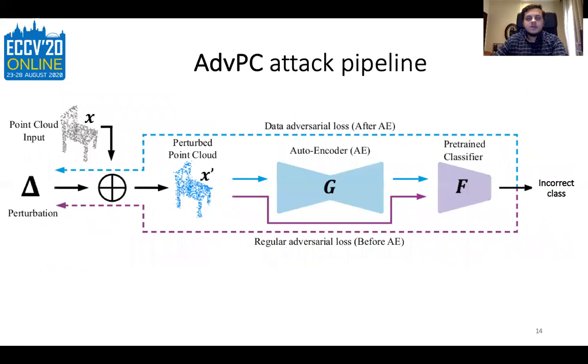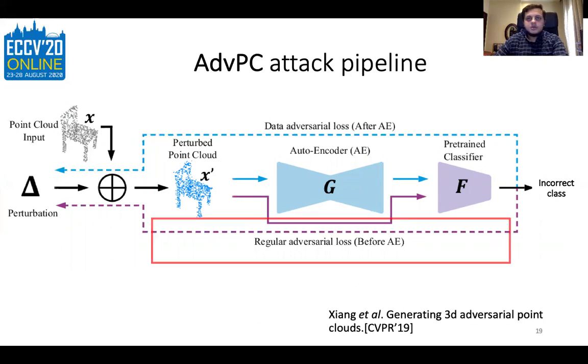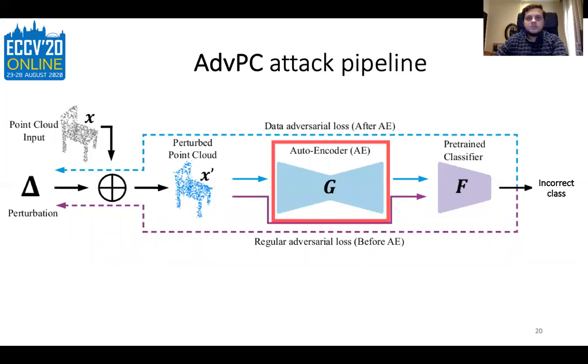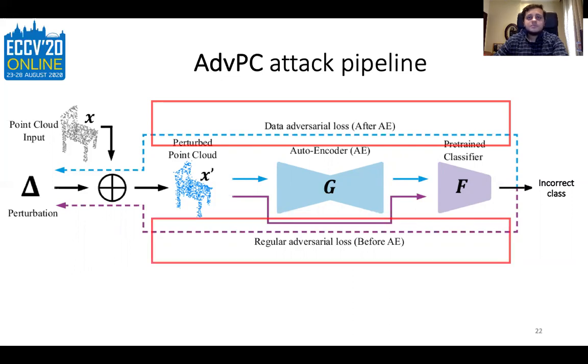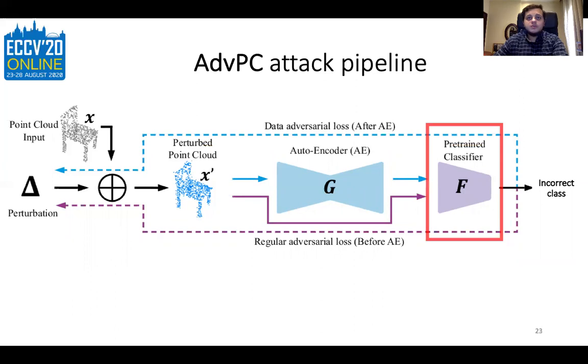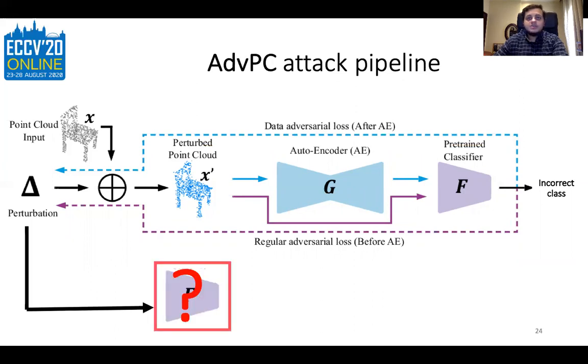Here, we show our attack pipeline. In order to attack the victim network, we optimize an additive perturbation that will be added to the clean point cloud to create an adversarial point cloud. In addition to the regular adversarial loss in our optimization, which is used by the baselines, by the way, we utilize a pre-trained point cloud autoencoder to create a data adversarial loss that is tasked to fool the victim network even after reconstruction with the autoencoder. By balancing the two losses, we successfully attack the victim network and generalize the attack to unseen networks.